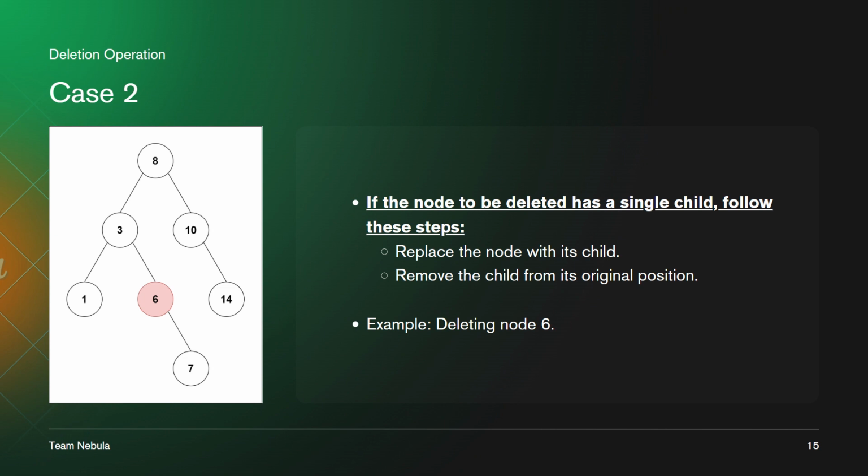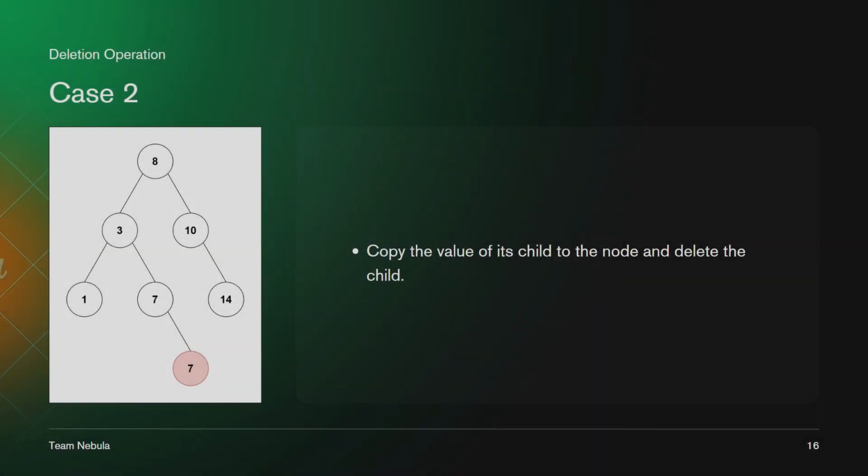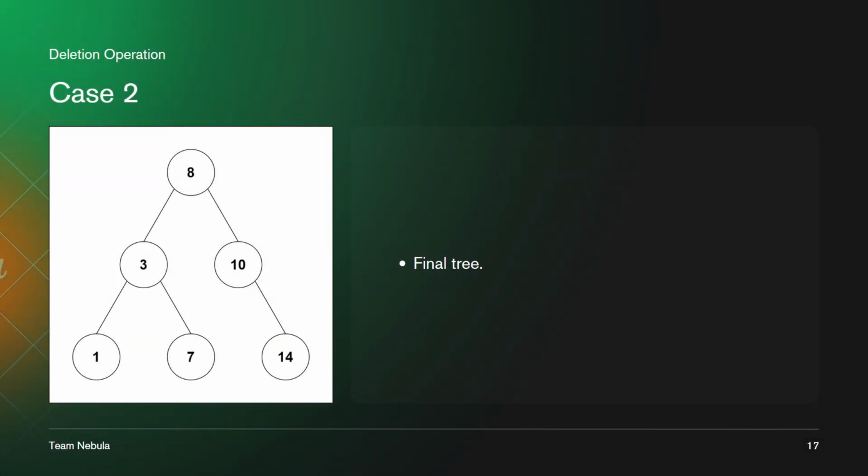Case 2. In the second case, the node to be deleted has a single child node. In such a case, follow the steps below. Replace that node with its child node. Remove the child node from its original position. 6 is to be deleted. Copy the value of its child to the node and delete the child. That's it. This is how the final tree looks.